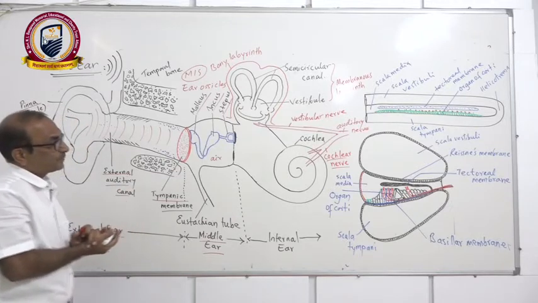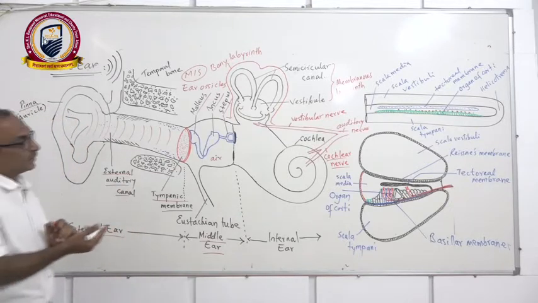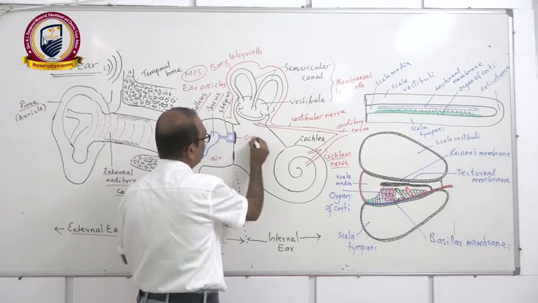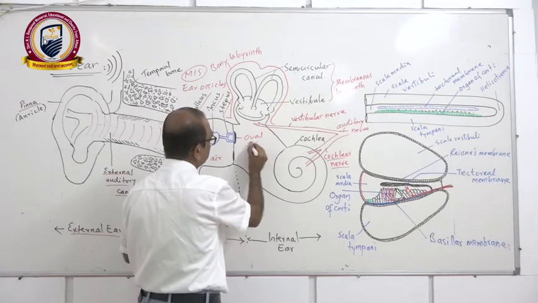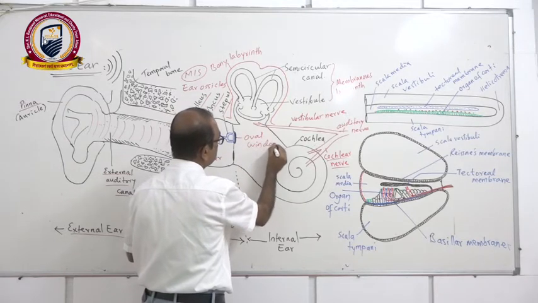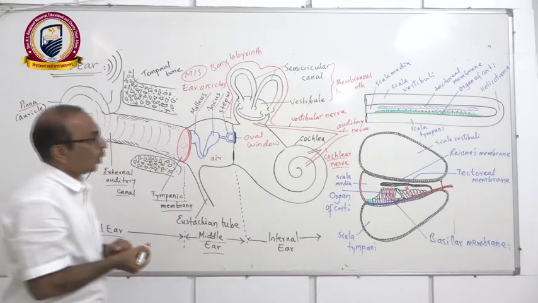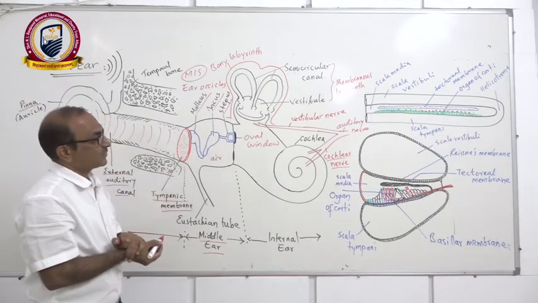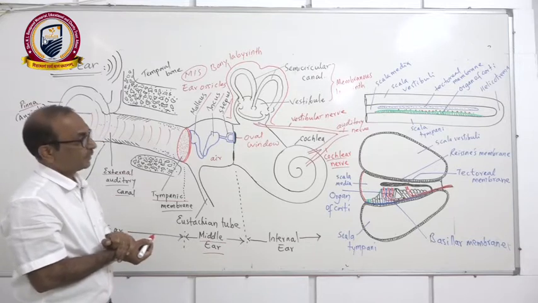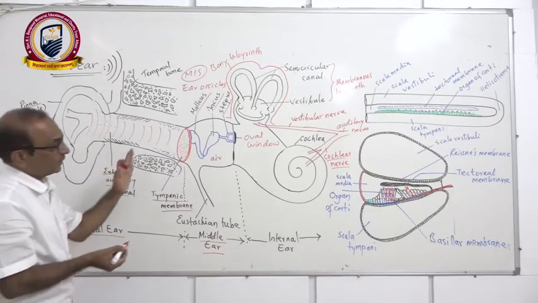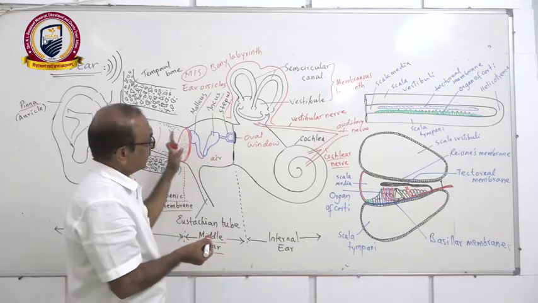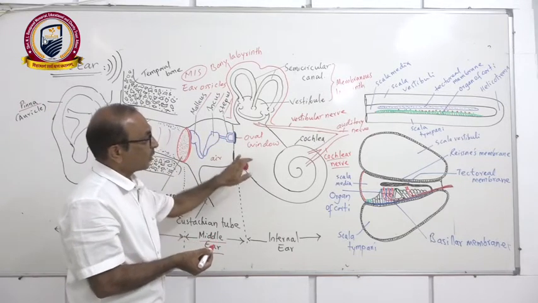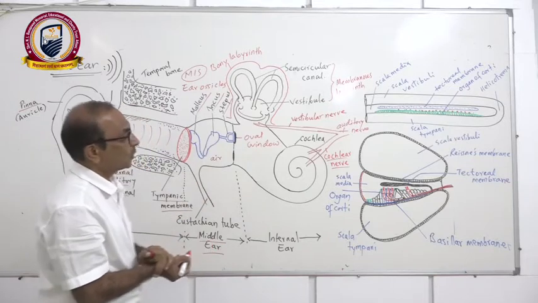Now if you look, there is one small opening here. This is called the oval window, to which the stapes is attached. So that means the sound waves are transmitted into the internal ear or the cochlea through this oval window.